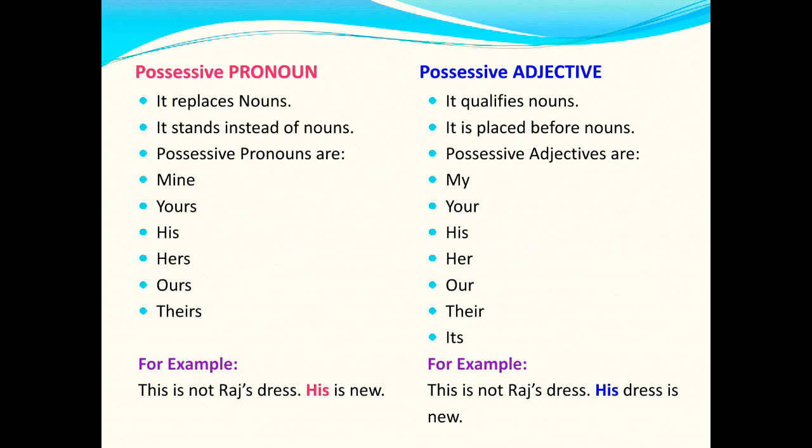In the other example, this is not Raj's dress. His dress is new. We can see that the word his is qualifying the noun dress, and it is placed before noun. So here the word his is a possessive adjective. So students, I hope you understand the difference between possessive pronoun and possessive adjective.